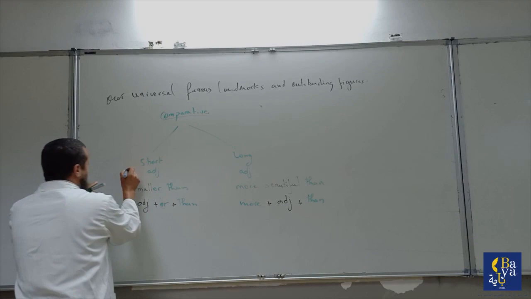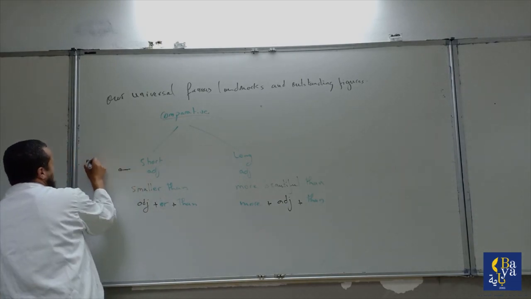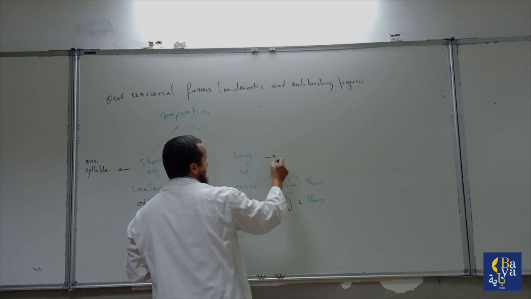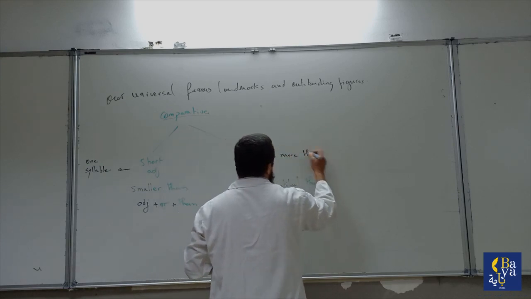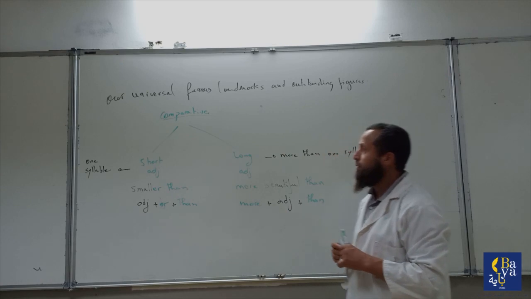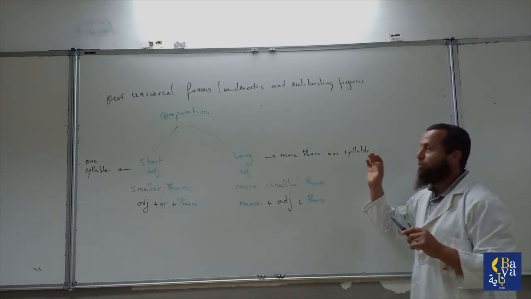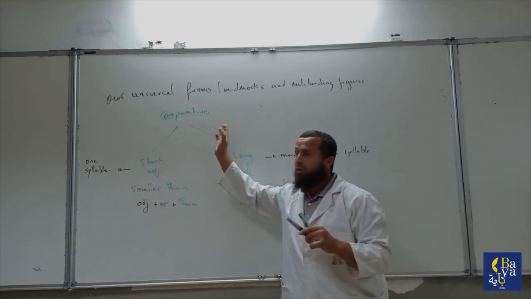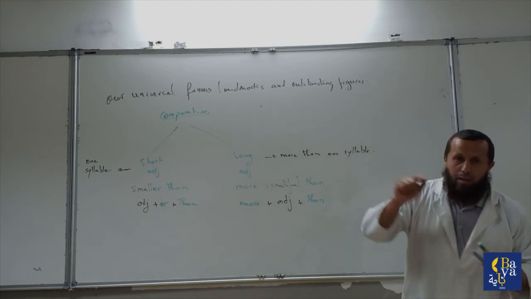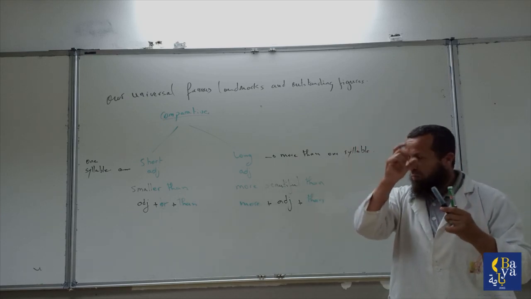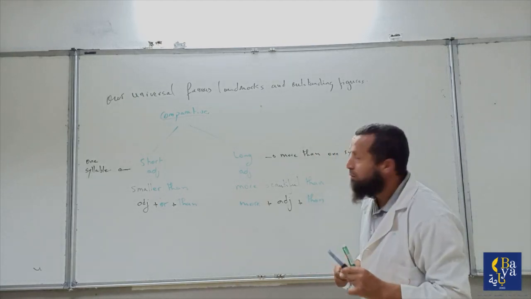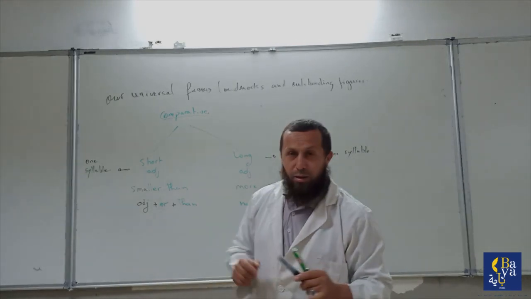Okay, short adjective equals one syllable. Long adjective, more than one syllable, means two or more. This is the comparison using comparative adjectives. It's easy now. Later we'll try to have just a small exercise about it. But before that, we move to another way of comparison, which is superlative.